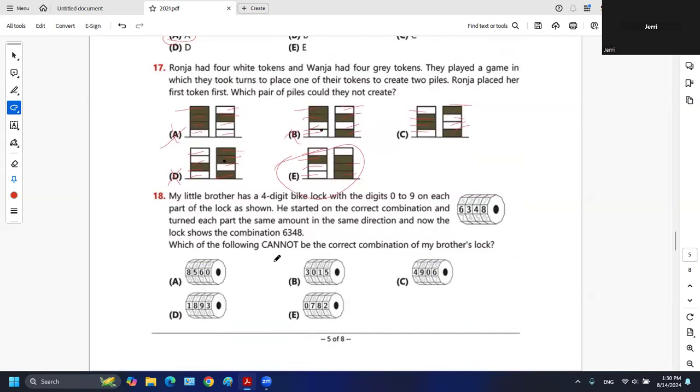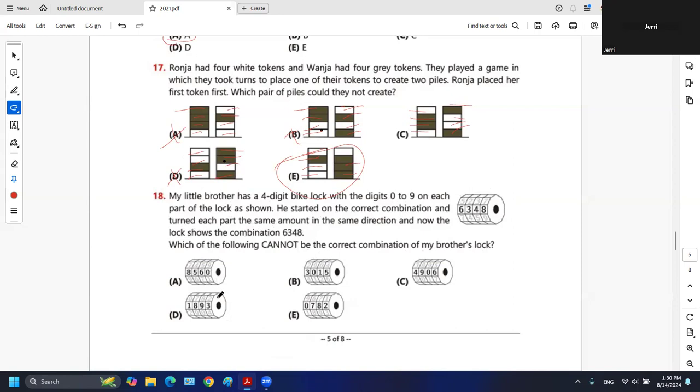Question number 18. My little brother has a 4-digit bike lock with the digits 0 to 9 on each part of the lock as shown. He starts on the right combination and turns each part the same amount in the same direction. And now the lock shows the combination 6 3 4 8. Which of the following cannot be the correct combination for my brother's lock?